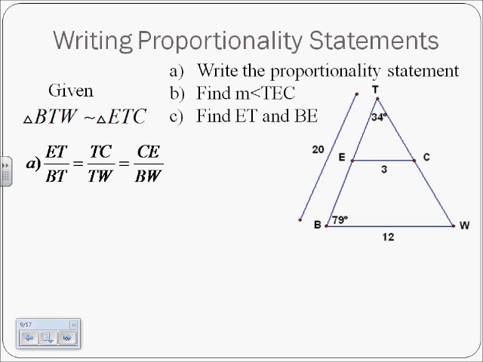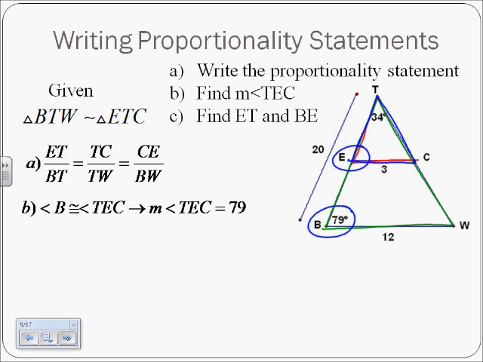Question B says find the measure of TEC. If I know triangle BTW is similar to triangle ETC, then I know that angle E and angle B have to be congruent to each other. So I have here angle B and angle TEC. Those have to be congruent to each other because they're similar. So therefore, since angle B is congruent to angle TEC, the measure then has to be the same, and the measure of TEC then is 79.